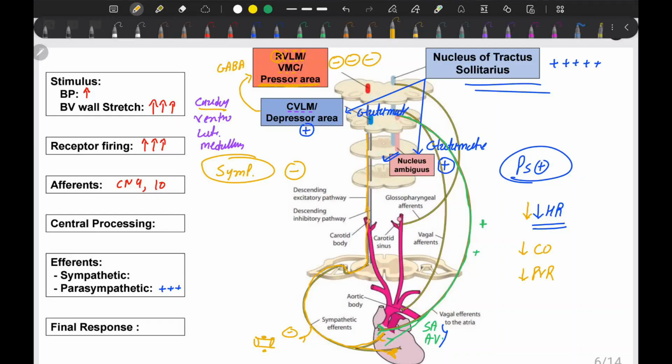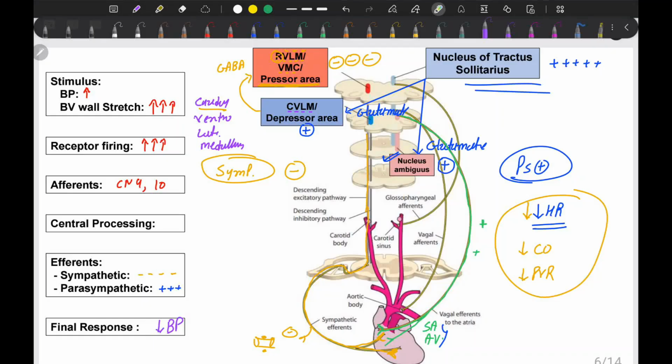So all these effects, now what we have done, let's write it here first. What did the efferent do? There will be inhibition of sympathetic system and all this response. What will be the ultimate result? There will be a decrease in the blood pressure. So this is the function of the baroreceptor. Our initial stimulation was the increase in the blood pressure, and now our final response is the decreased blood pressure.